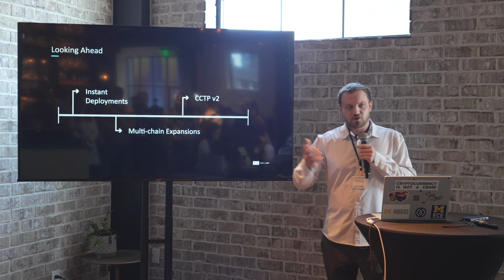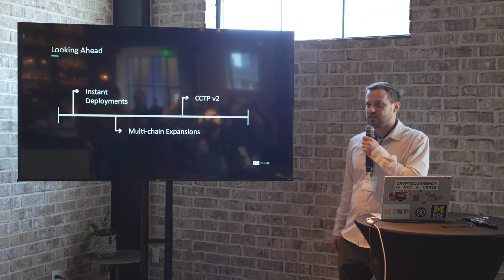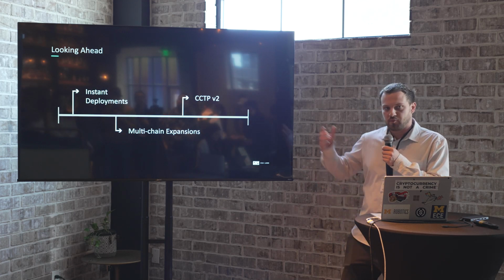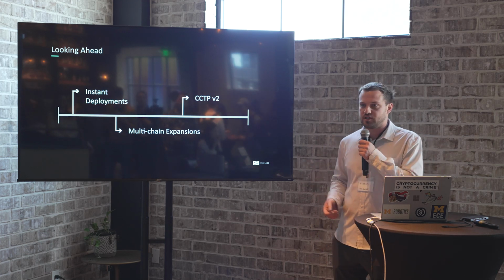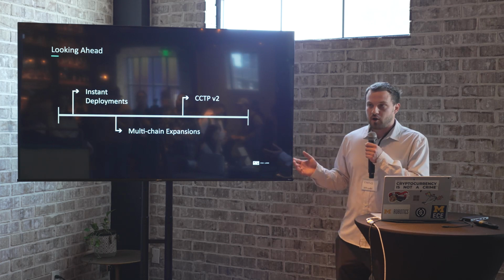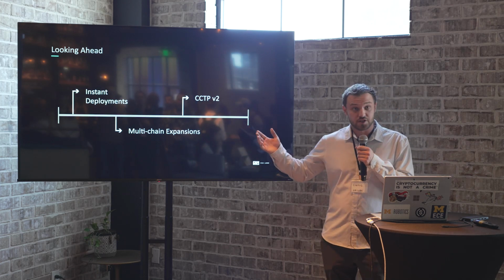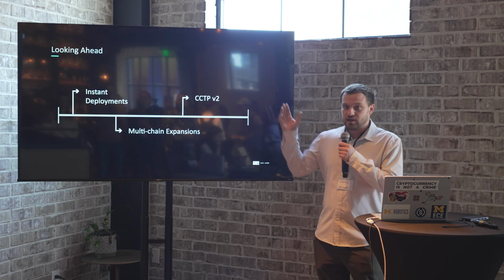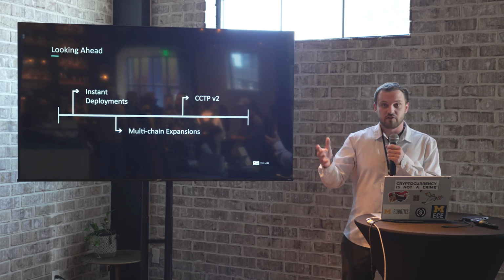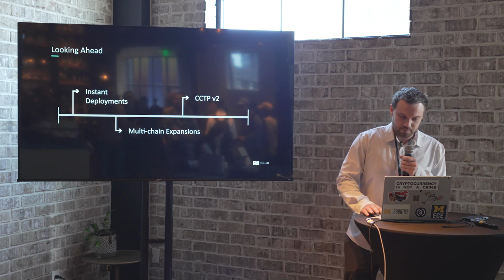And something else that Circle actually just released is called CCTP v2. This is something that we're planning on implementing into this, which is instant liquidity transfers, very quickly. So not only using CCTP, but using the next generation of their technology with CCTP v2 and bringing that to the entirety of the Avalanche ecosystem as well.